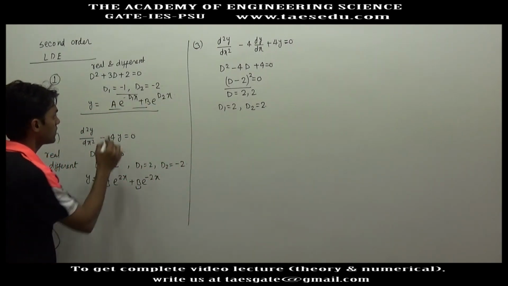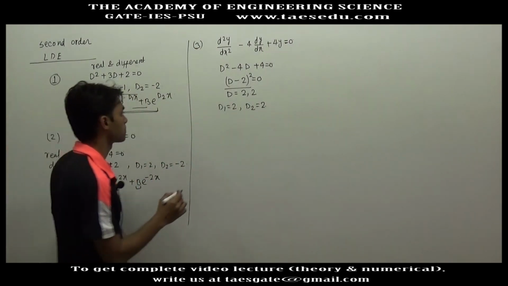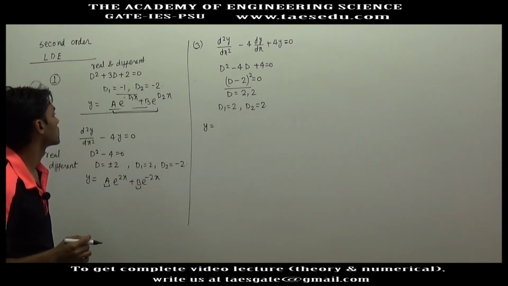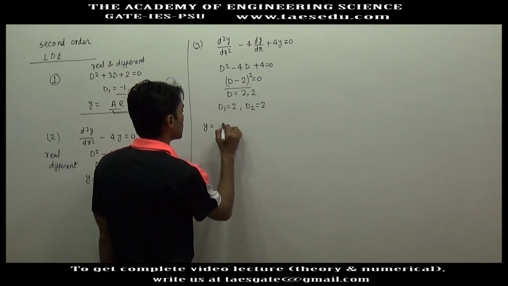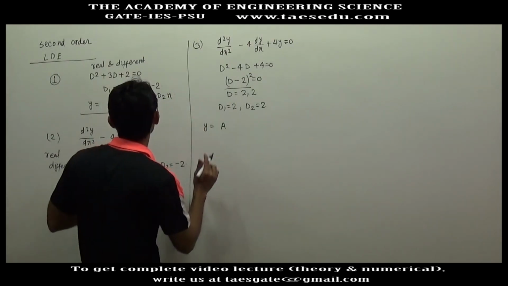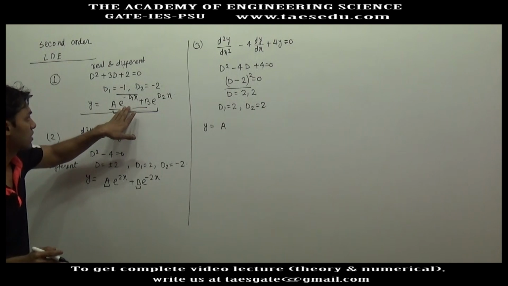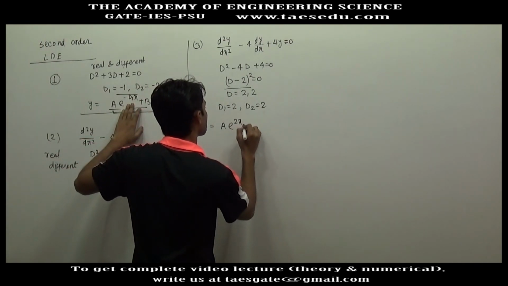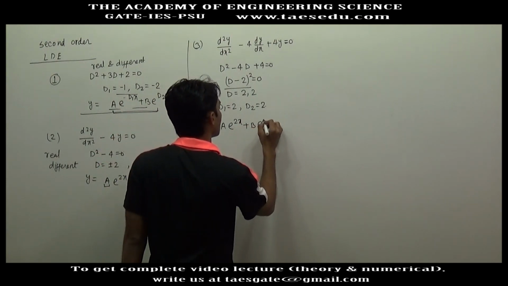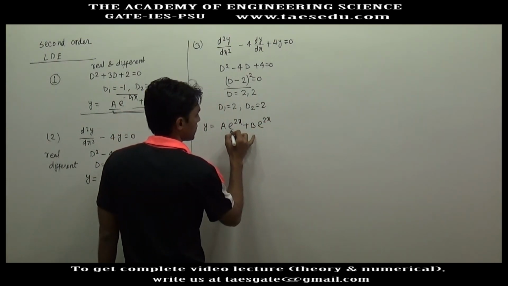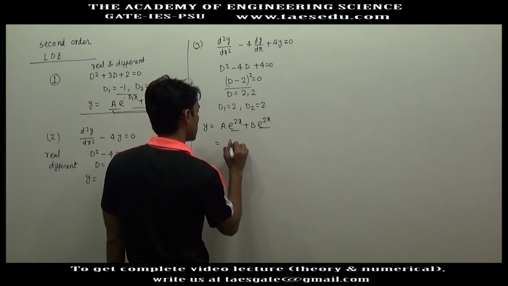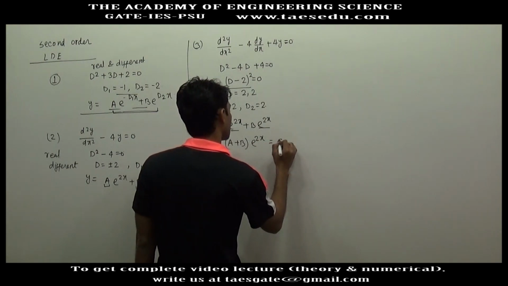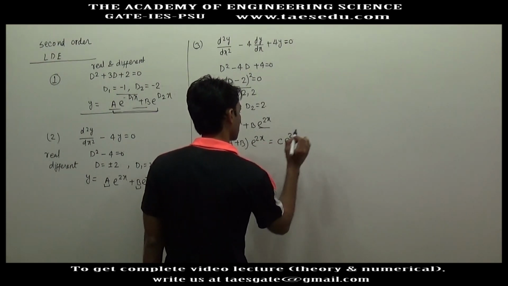Now if we apply this formula, we will not get a general solution of a second order differential equation. If we use it, we will have a into e to power d1 x, that is a into e to power 2x, plus b into e to power 2x. E to power 2x is common, so we have (a plus b) into e to power 2x, which is c into e to power 2x.